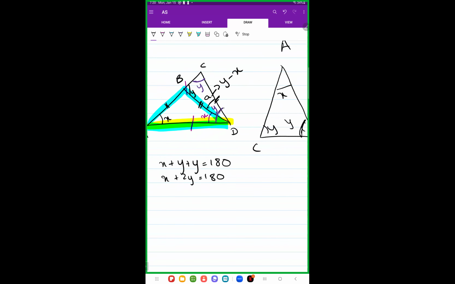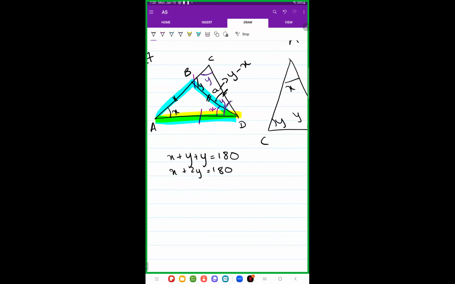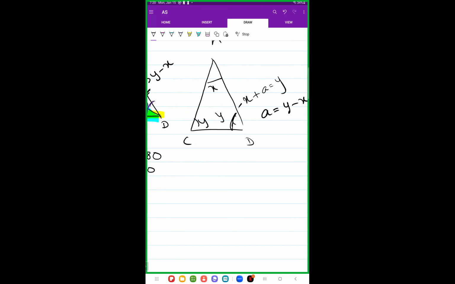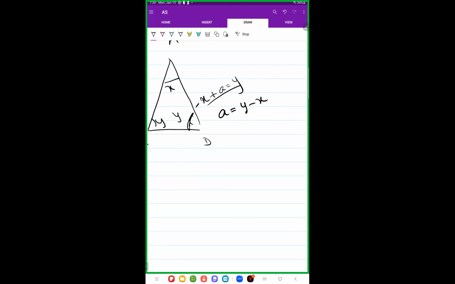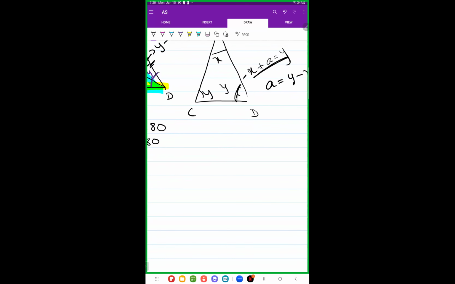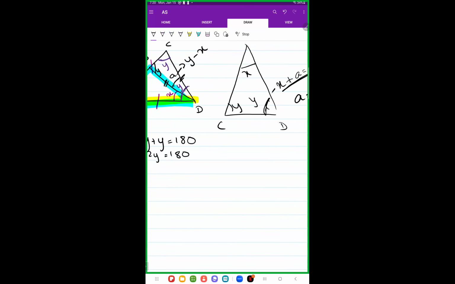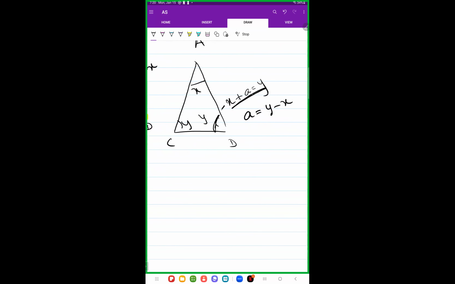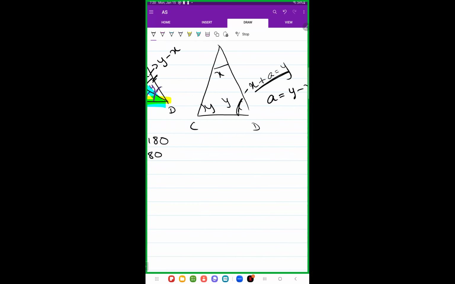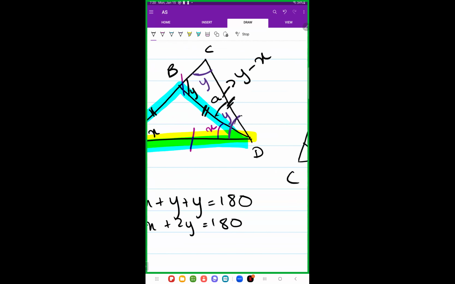Right now we have three equations, right? But we only want two unknowns, so I'm trying to remove a. How will I remove a? I already know x plus a is y, right? So can I make a the subject and write y minus x, and label this a as y minus x?